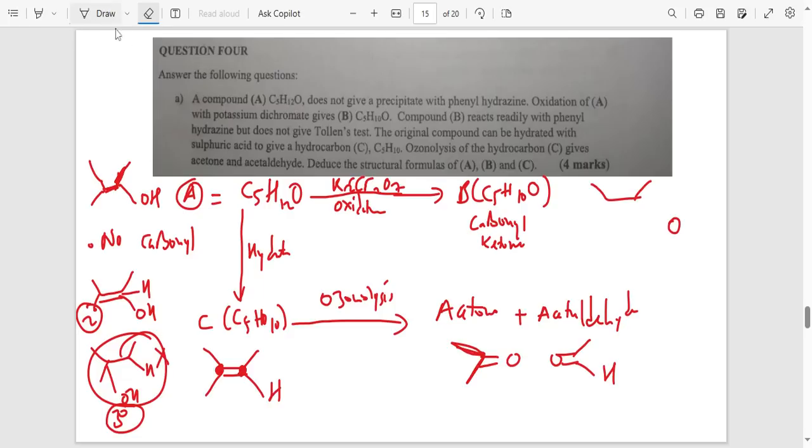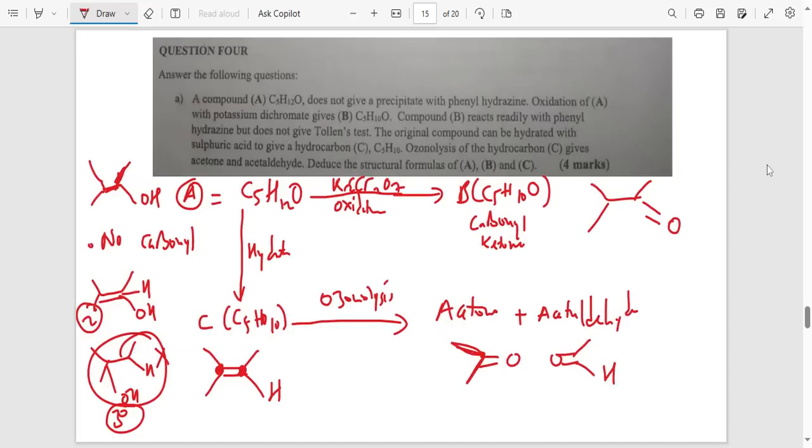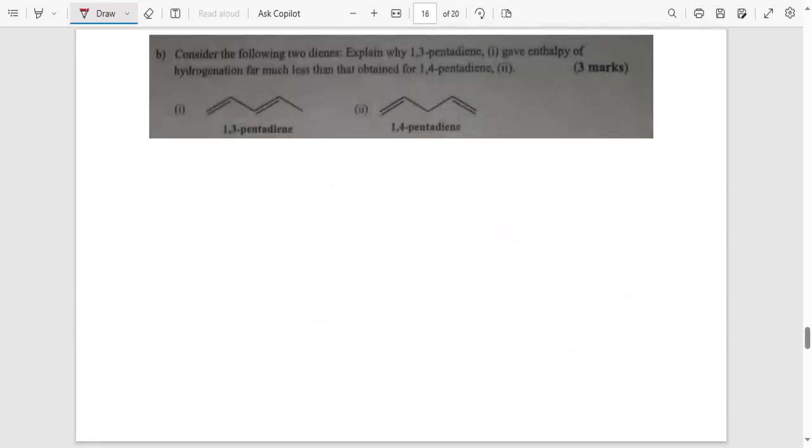So we are simply removing the hydrogen on A, then putting a double bond with oxygen. So this is going to be our B. So that would be B, that would be A, and that would be C. So that is how we work out those. Okay, let's look at this one.